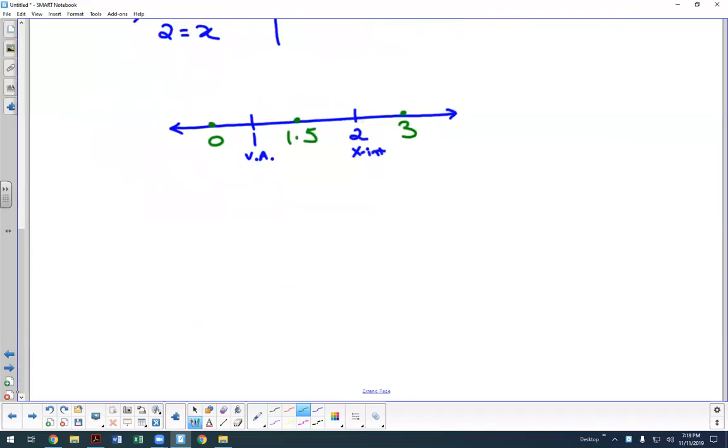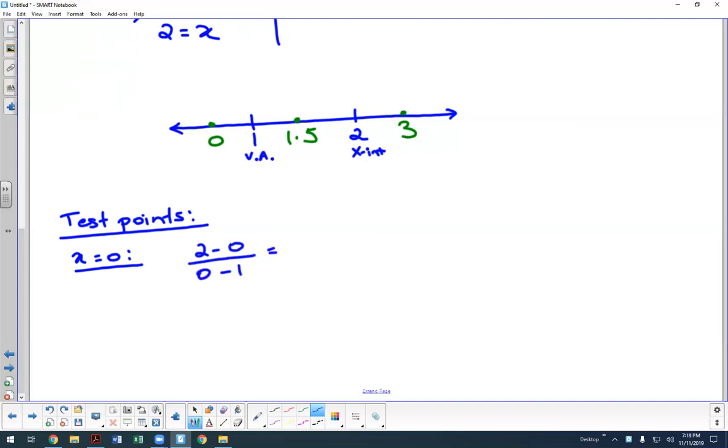So let's start with our test points. X equals 0 will give us 2 minus 0 over 0 minus 1. 2 minus 0 is 2. 0 minus 1 is negative 1. Negative 2. That means we have a negative sign in that interval, right?